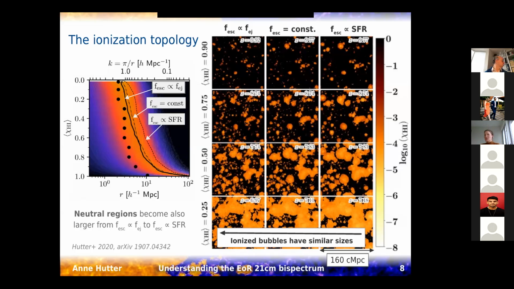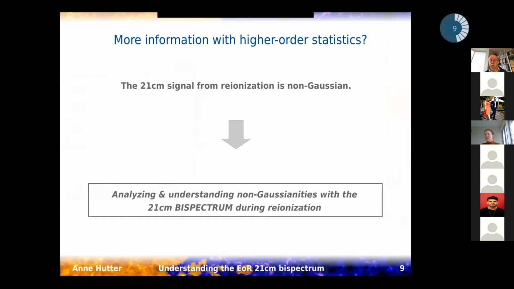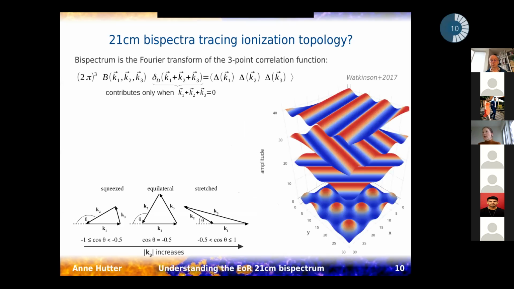All right, so this is just to give you an overview of what you would expect from these three different simulations, because I will use those to understand the 21 centimeter bispectrum. Because the 21 centimeter signal from reionization is definitely non-Gaussian, the idea is: if you look at the 21 centimeter bispectrum, which features in there can trace the ionization topology?